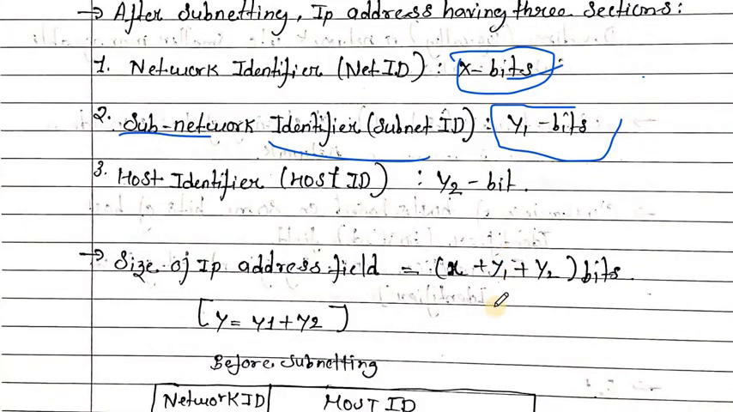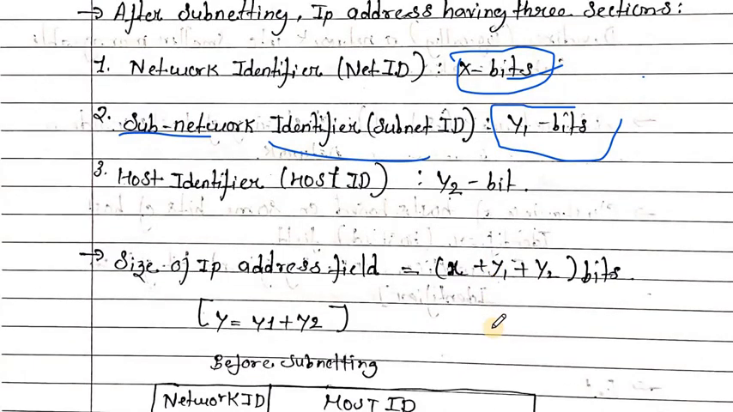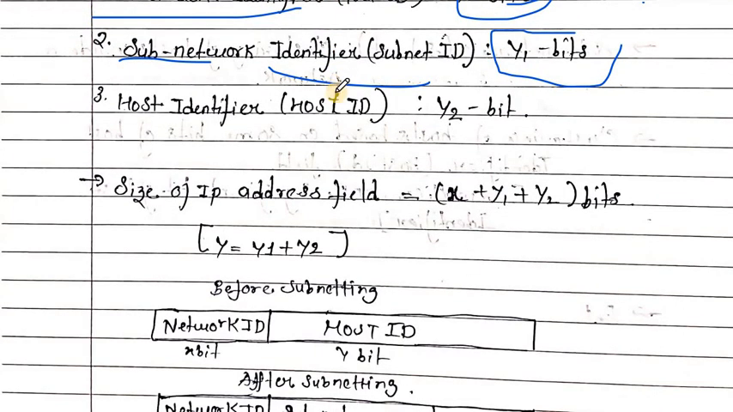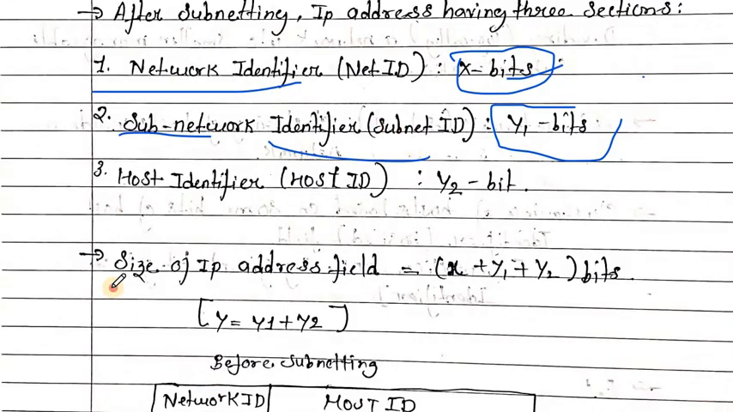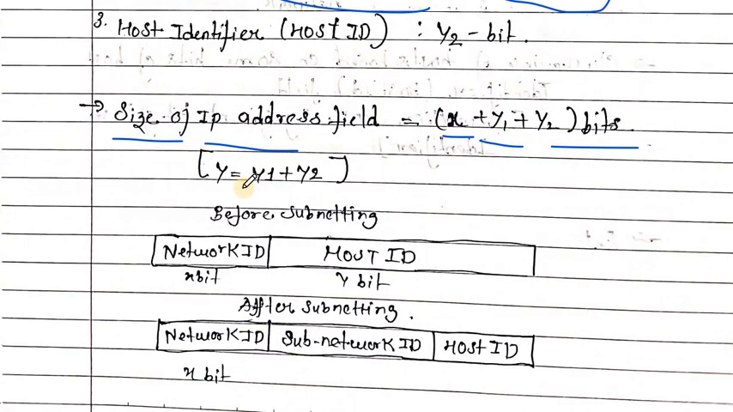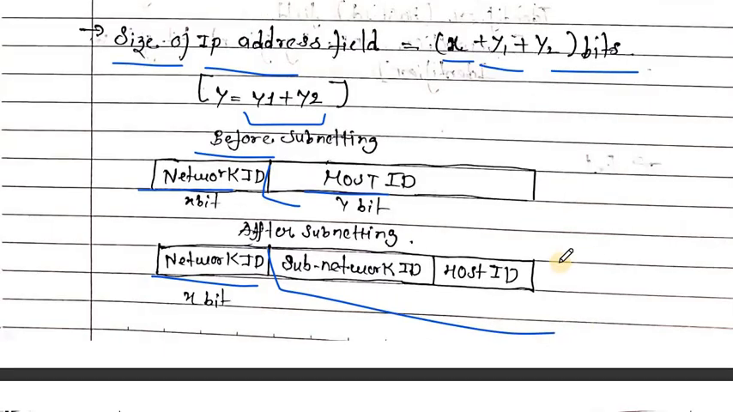Then the subnetwork is created from the host ID field. The network ID field is as it was before subnetting. After subnetting, the size of the IPv4 address is X plus Y1 plus Y2 bits. So before subnetting we have the network ID field and host ID, but after subnetting, network ID, and the host ID is divided into 2 parts: subnet ID and host ID.